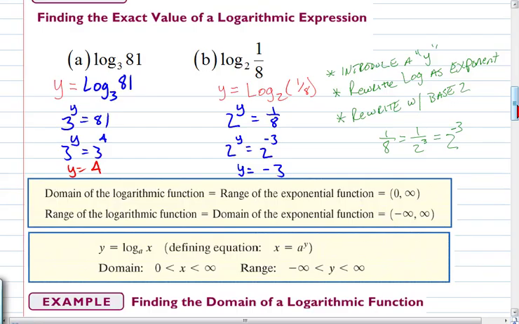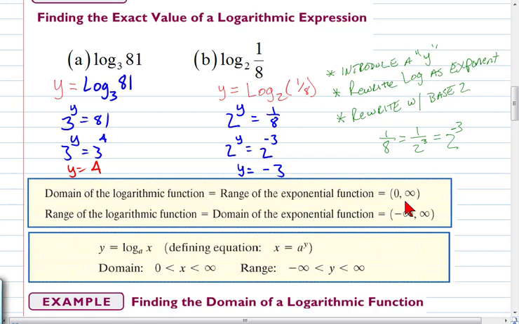Remember, another deal with inverse functions is we end up swapping domains and ranges. So the domain of the exponential function becomes the range of the log and vice versa. So the domain of the log is the same as the range of the exponent, and that's 0 to infinity.